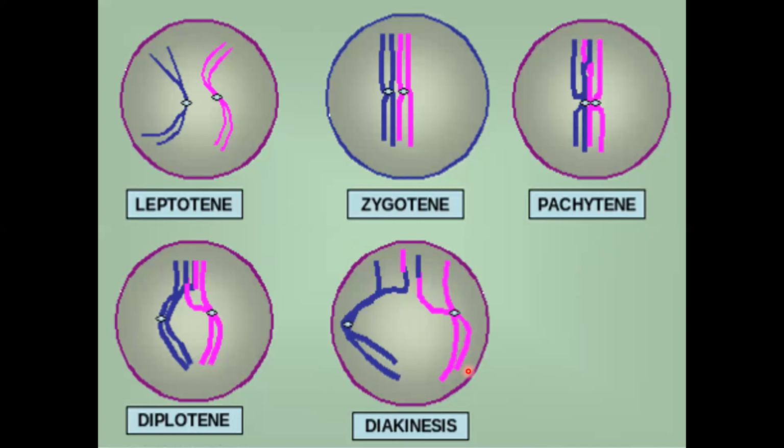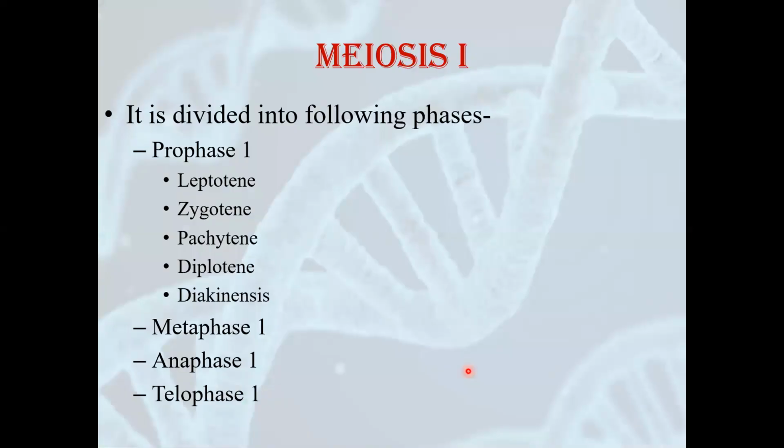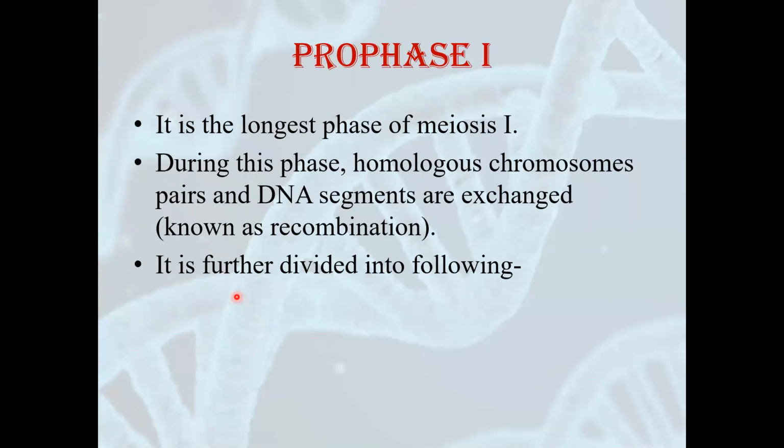You might have studied in 10th standard. These are the phases of meiosis I, prophase I, metaphase I, anaphase I, and telophase I, and prophase I consists of these 5 phases. Let us start with prophase I. It is the longest phase of meiosis I. During this phase, homologous chromosome pairs and DNA segments are exchanged, and this is known as recombination. As we have seen in the figure right now, it is further divided into the following.